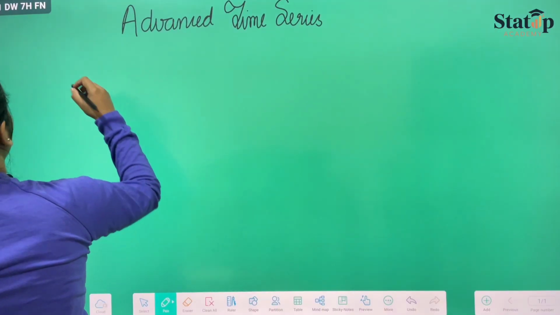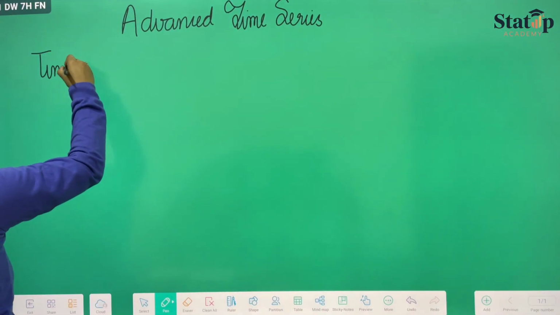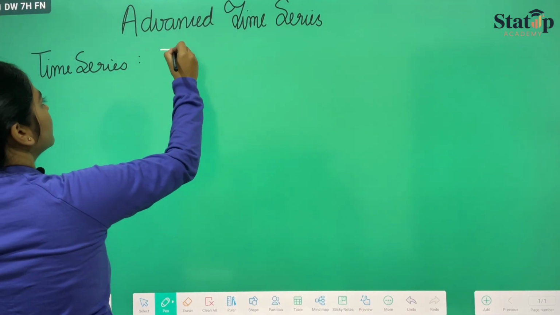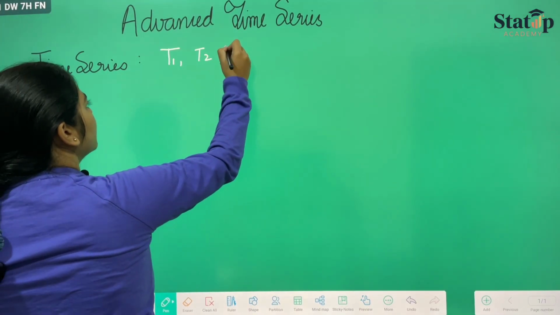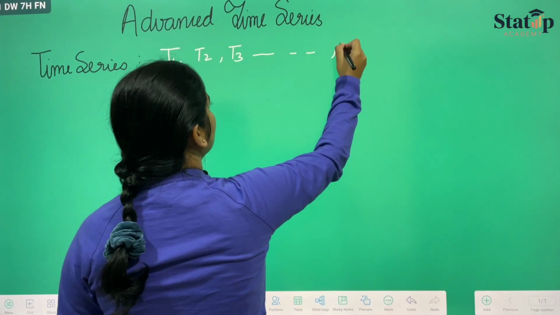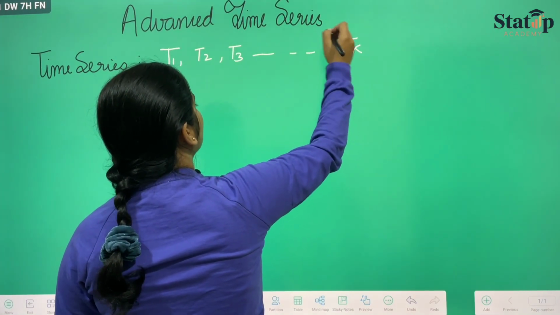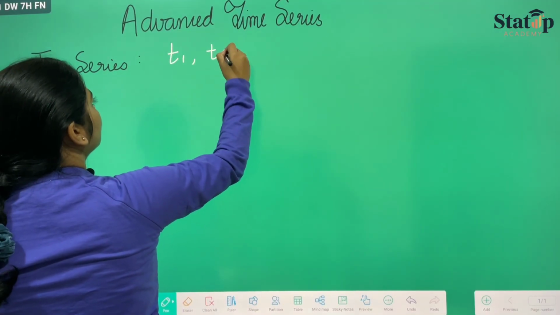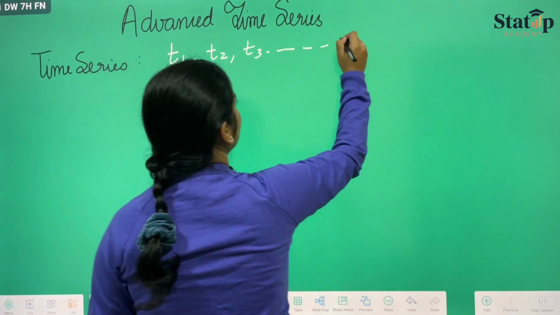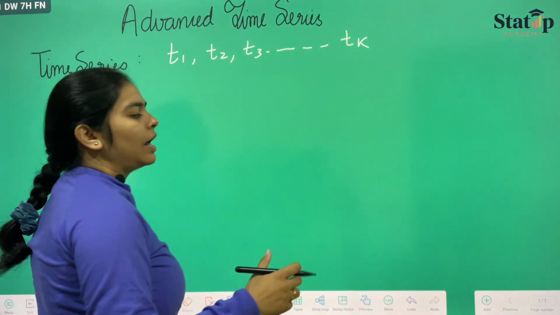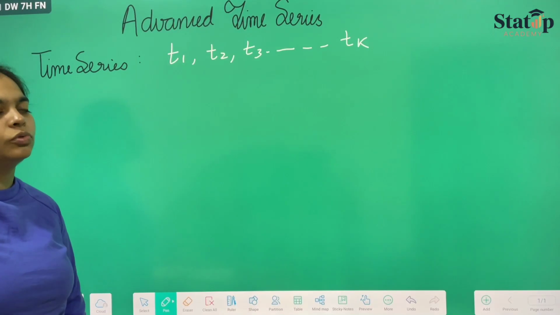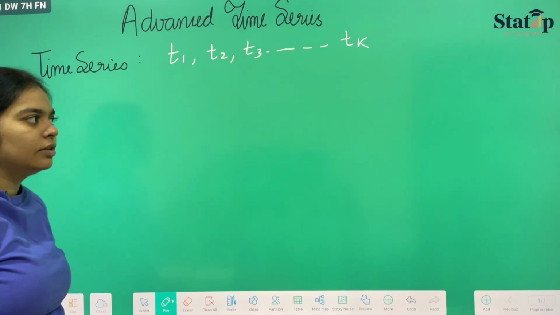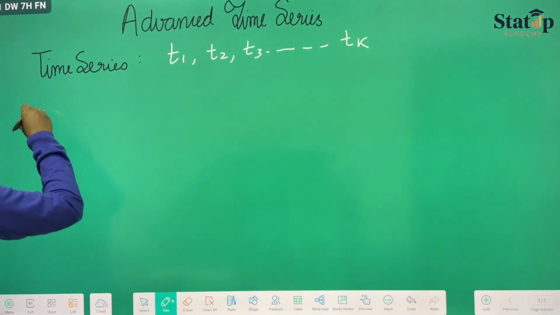Suppose we have been given a time series T1, T2, T3 up till Tk. These are the values of the time series at time 1, time 2, time t, up till time k. So the first topic that we need to do is stationarity.